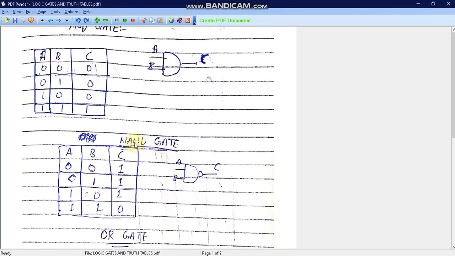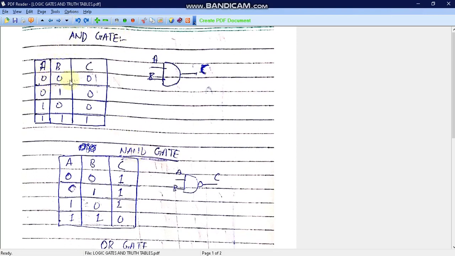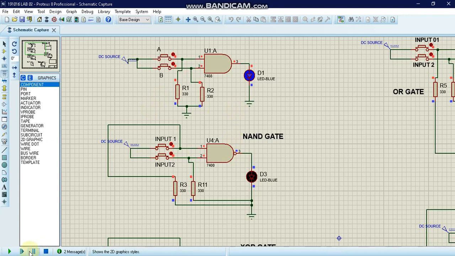Now let's see the AND gate: 0 0 gives us 0, 0 1 gives us 0, 1 0 gives us 0, 1 1 gives us 1. Since the NAND gate is the opposite of the AND gate, it is basically the negation of the AND gate. So 0 0 gives us 1, because in front of the AND gate there is attached a NOT gate. 0 1 gives us 1, 1 0 gives us 1, and 1 1 gives us 0. Basically, this is the opposite of the AND truth table.